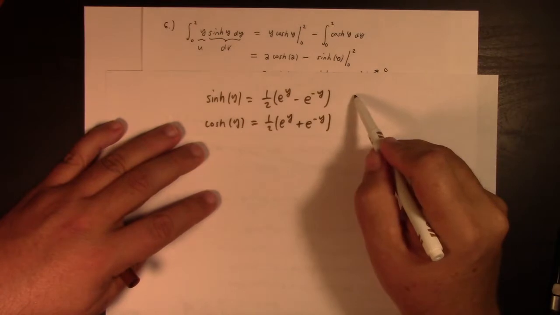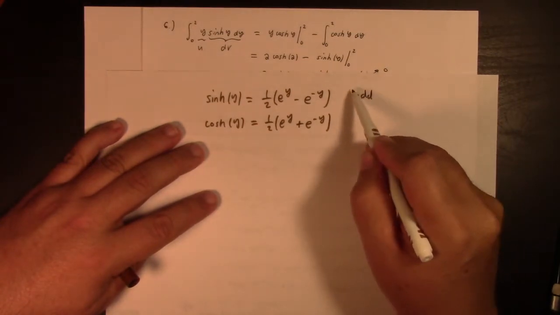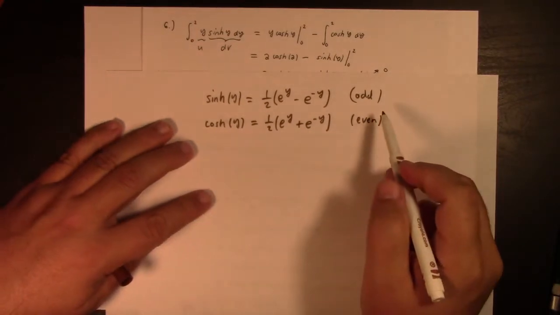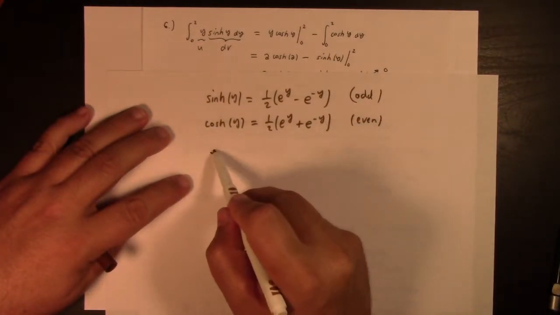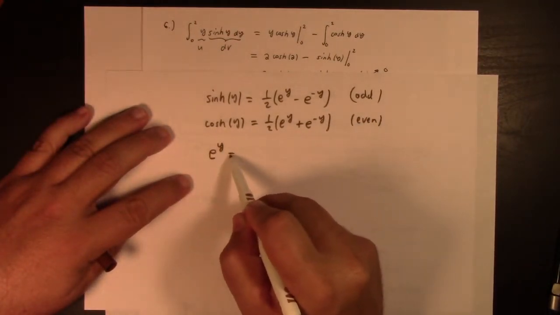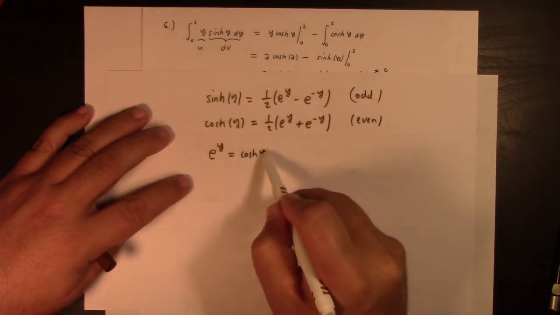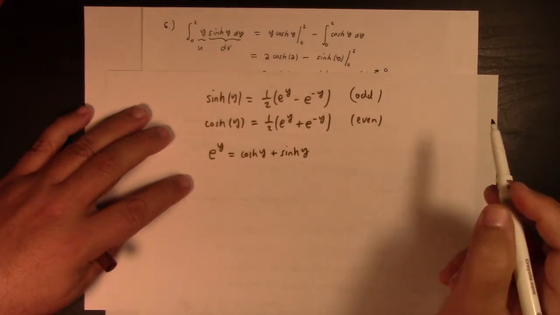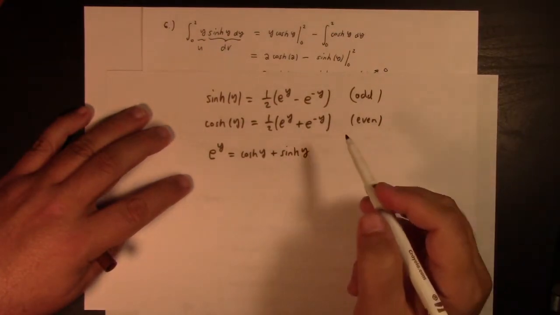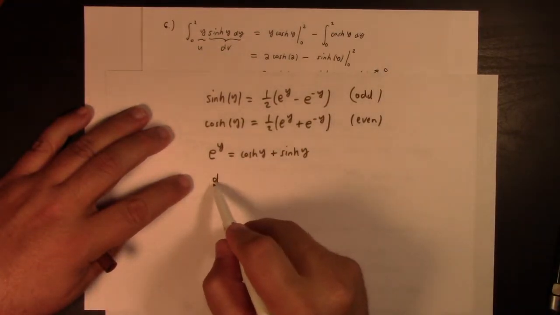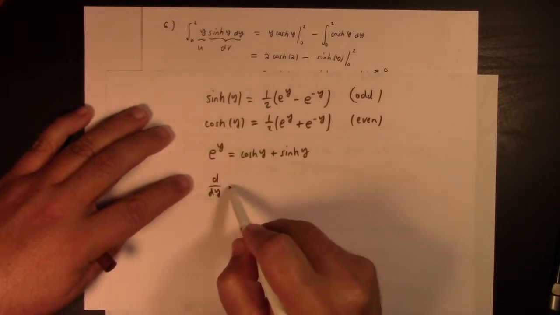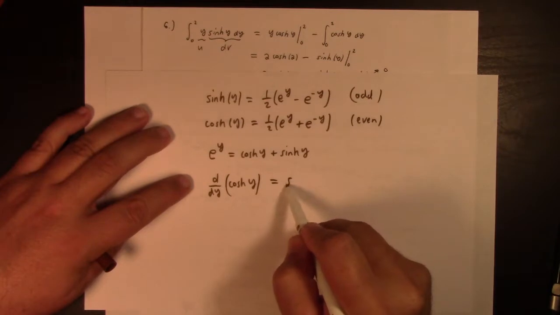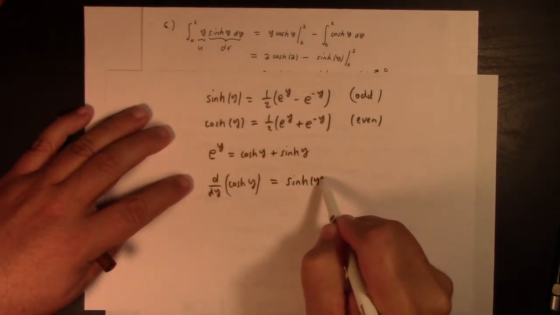So this is an odd function. This is an even function. They're respectively the odd and even parts of the exponential, we have that e to the y is equal to cosh y plus sinh y, in fact. And, well, we could say more about it, but for now I'll just tell you the main thing is that the derivative with respect to y of cosh y is equal to sinh y, and vice versa.